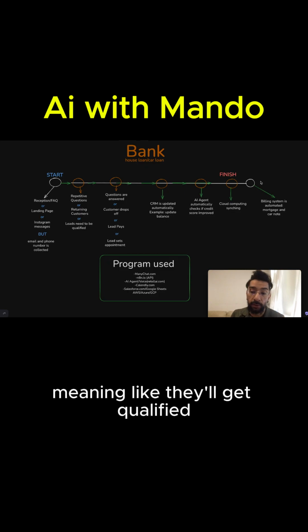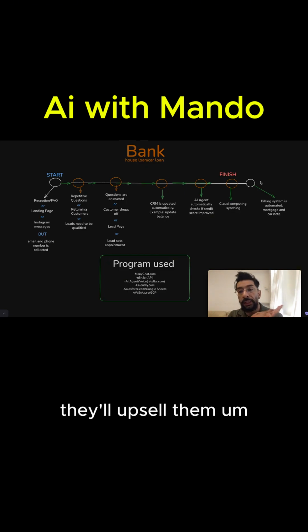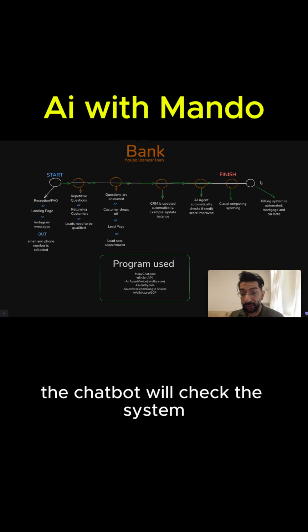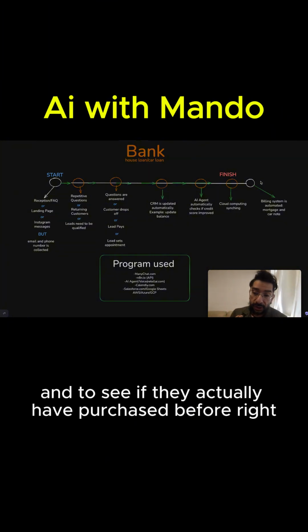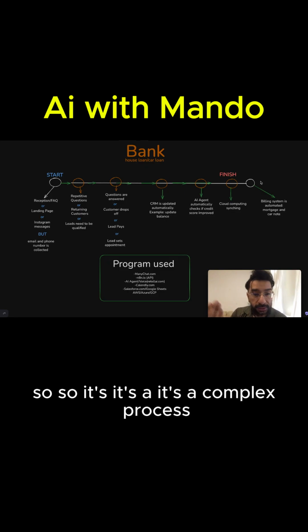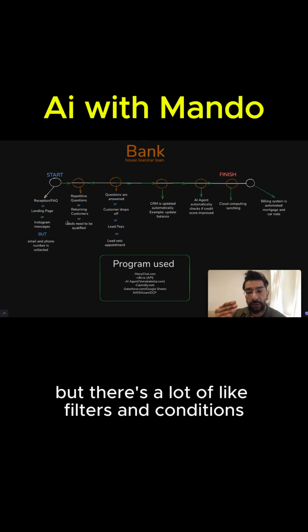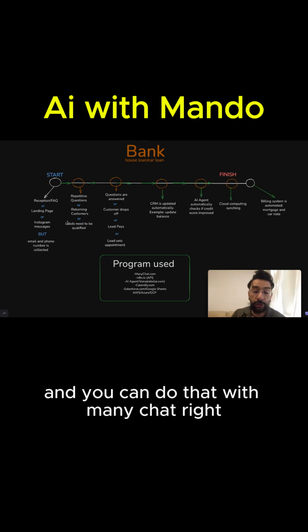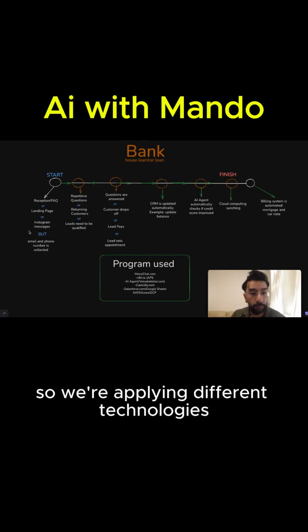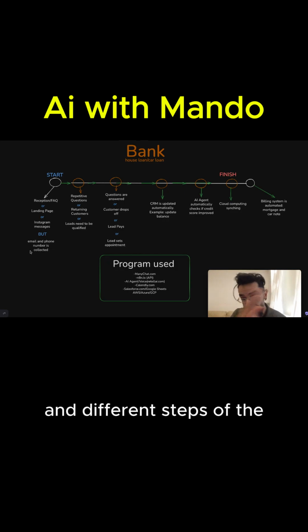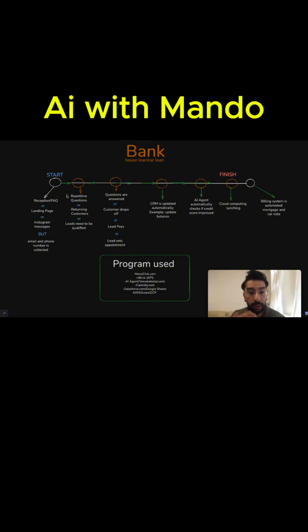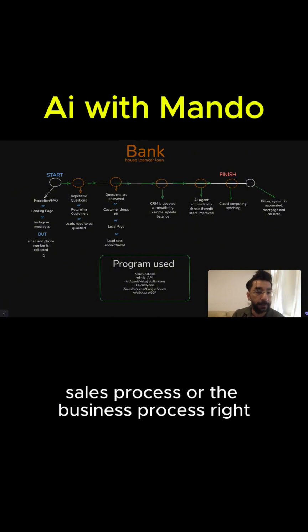Meaning they'll get qualified, they'll be upsold. The chat bot will check the system to see if they have actually purchased before, right? So it's a complex process, but there are a lot of filters and conditions, and you can do that with ManyChat. So we're applying different technologies at different steps of the sales process or the business process, right?